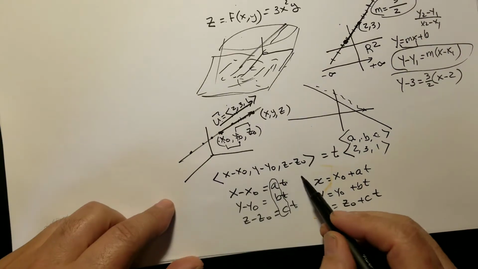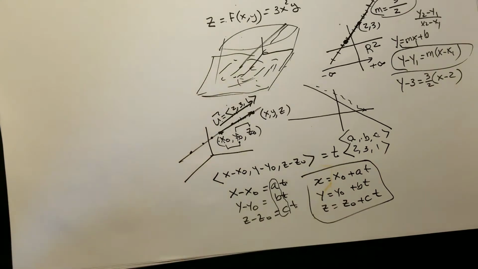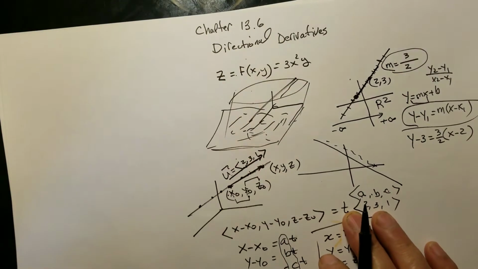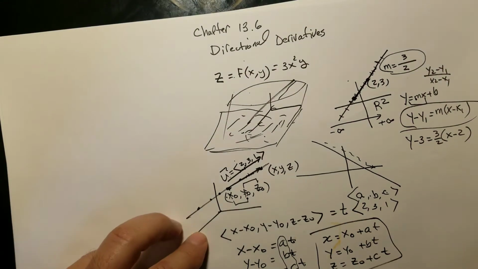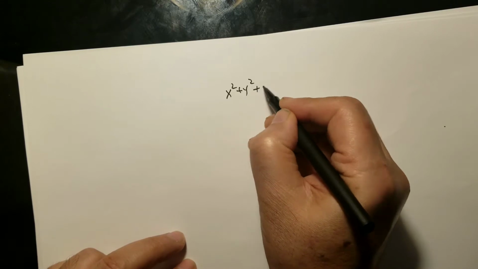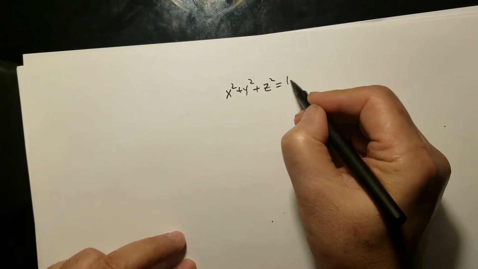We did talk about the equation of a line in space, and you must know this in order to discuss the directional derivative. What do I mean by directional derivative? I'm going to give you an example. See, I have x squared plus y squared plus z squared equal to 16.